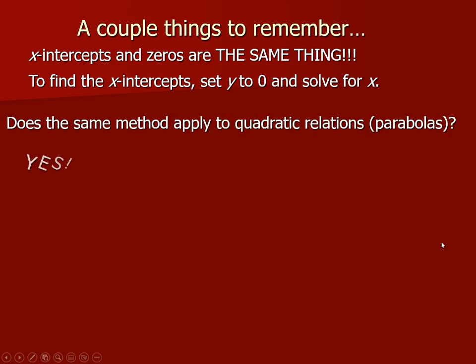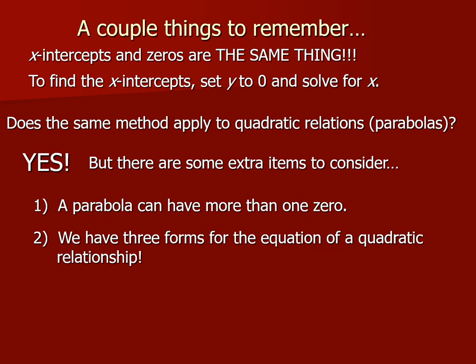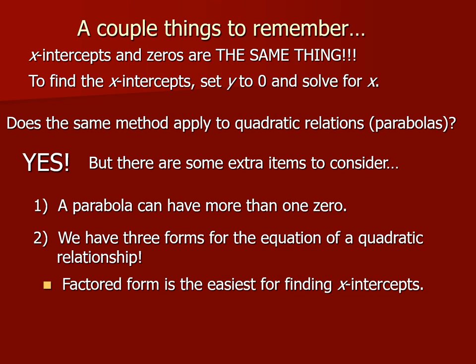I got to show you one thing. This is the thing I'm going to teach you today, how to solve a quadratic for zeros. Don't forget, though, a parabola might have more than one zero. We might get more than one answer here. And there are 3 forms of the quadratic relationship, and each one of those might be a little bit more difficult. Factored form will be the easiest one. If we can be in factored form, we'll be very happy.